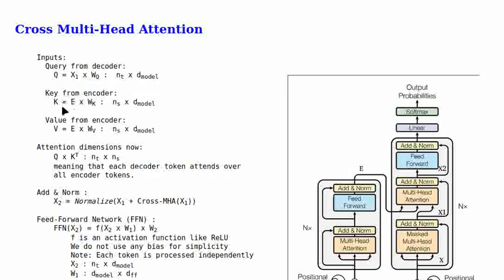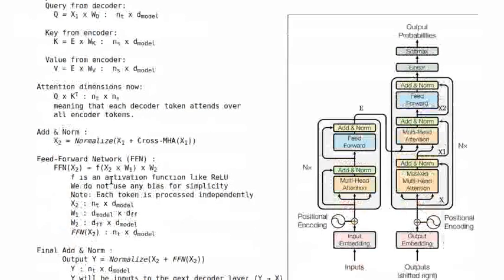The key K is obtained by multiplying the encoder output E by WK. Its dimensions are ns times d model, where ns is the number of encoder, or source, tokens. The value V is obtained by multiplying E by WV. Its dimensions are ns times d model. When we compute Q times K transpose, the resulting matrix has dimensions nt by ns. This means that each decoder token attends to all encoder tokens, allowing the decoder to focus on the most relevant parts of the source sequence during generation.